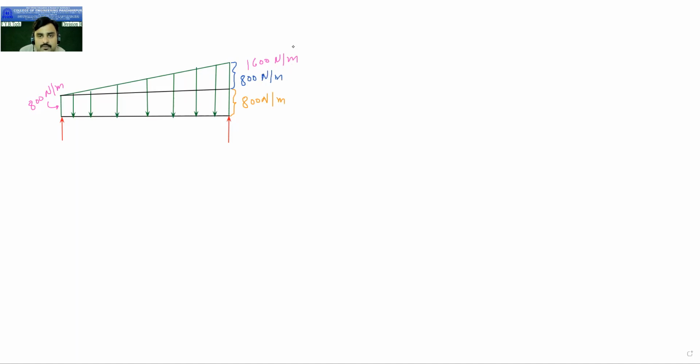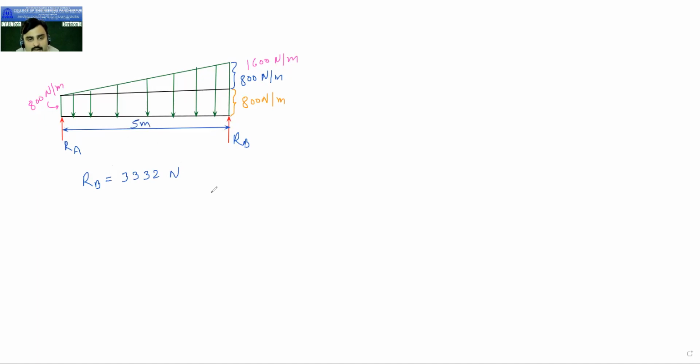And after that, we have calculated the value of RB, I think so. Have we calculated the value of RB? Yes, sir. Okay, what was the value of RB? 3,332 Newton. This is the value of RB, and this span is given to us as 5 meter.